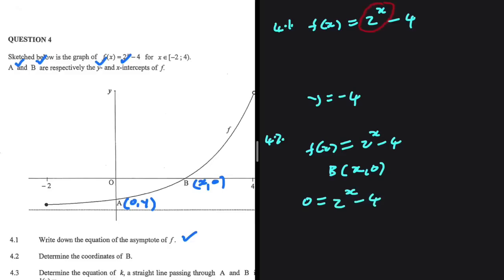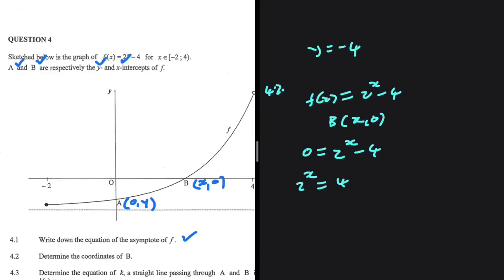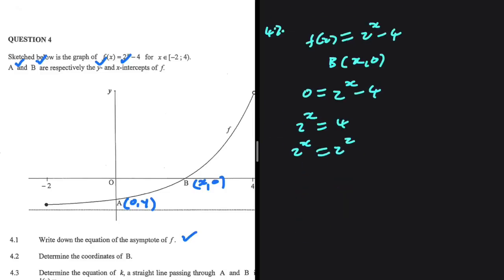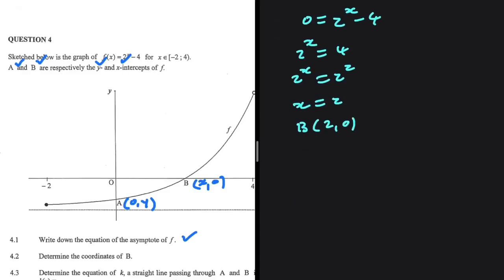If we take minus 4 to the left hand side, we're going to have 2 to the power x equals 4. But we can write 4 as 2 to the power of 2. It is easy to see that x is equal to 2. So the coordinates of B are 2 and 0. Let's go ahead and do 4.3.